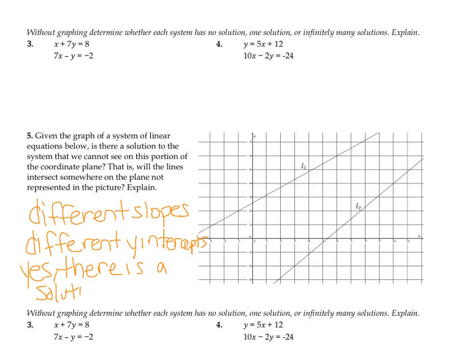because these two lines will intersect. So if we were to think, okay, let's extend this line a little bit and extend this line a little bit. My lines aren't too perfect, but what we can see is that the two lines will eventually cross, so that shows us there is a solution.